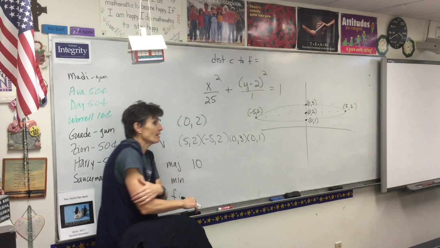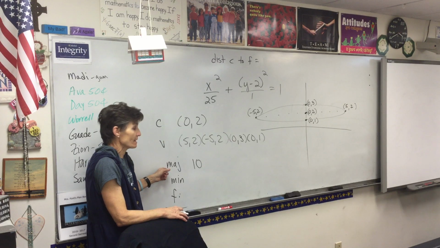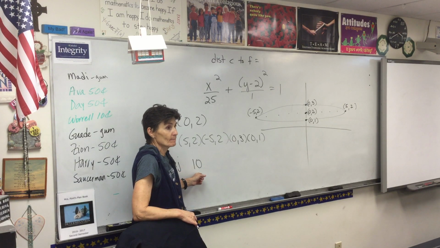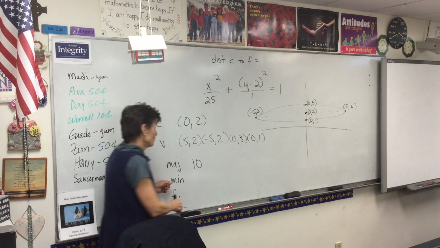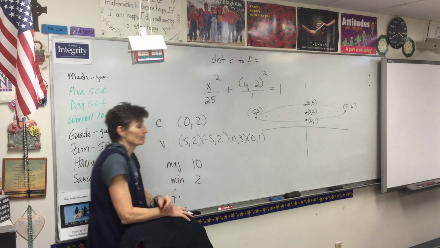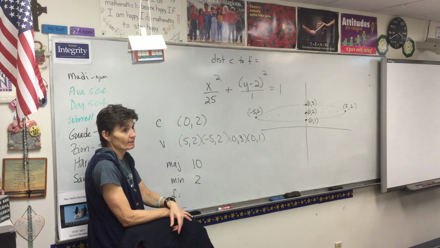Everybody good with that? That's not a point, that's a number. This means how long is it? It's 10 units long. Minor axis is? 2. Yep. Now that picture is very strange looking, for sure.